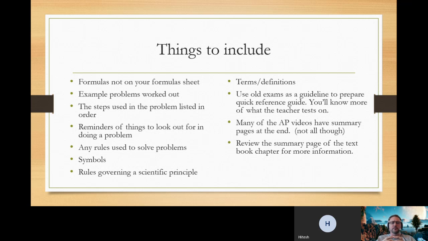That's that thing I just gave you about the terms that I did early on in the video. You might want to take a look at those. This is a really good one, and you think it's not going to apply, but it is, because they're still going to be testing on the same material. Use old exams as guidelines for a quick reference guide. You'll know more of what teachers test on.